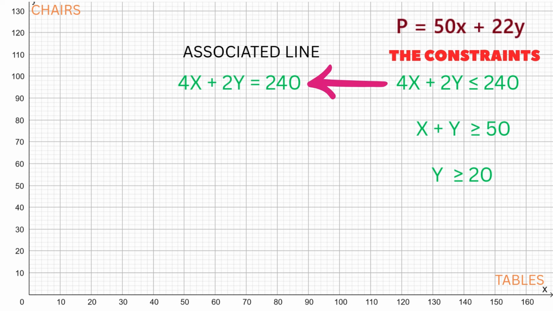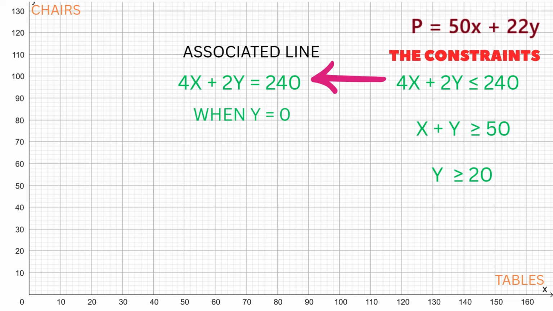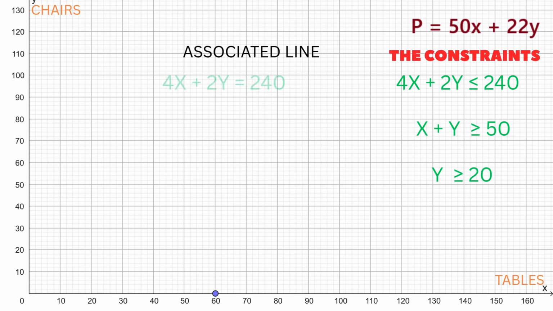The line associated with the first constraint is 4x plus 2y equals 240. To draw this line, we can determine where it cuts each axis. The line cuts the x-axis when y equals 0. Hence, we are left with 4x equals 240. Divide both sides by 4, and we get x equals 60. So the line cuts the x-axis at 60.